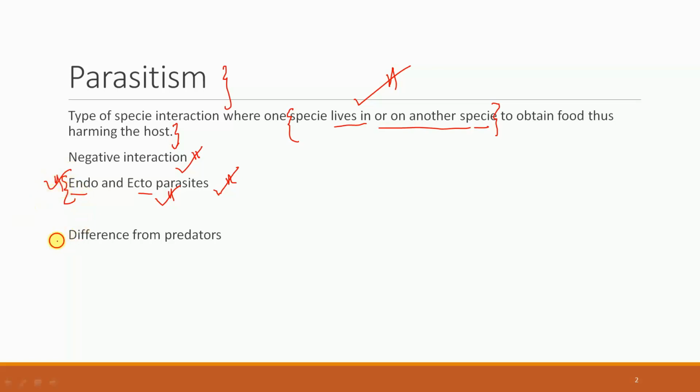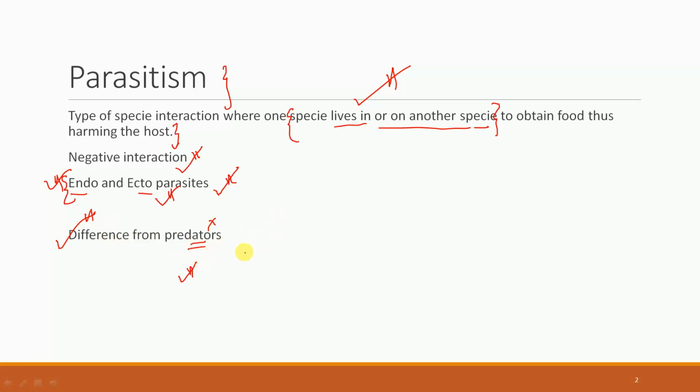Next, something that is very, very important is the difference between parasitism as well as predation, because even predation is an interaction for food where one species is feeding on the other, and even parasitism is a type of interaction where one species is feeding on another. But the difference here is, first and foremost, physical attachment or association is mandatory in parasitism, but that is not the case in predation. Also in predation, the predator is larger in size, whereas in parasitism, the feeder, the parasite, is much smaller in size. So that is one difference.